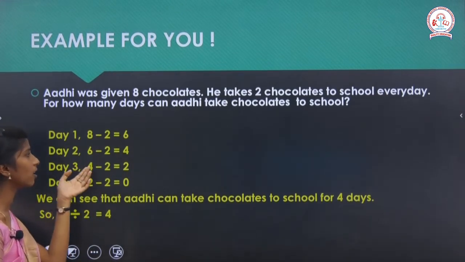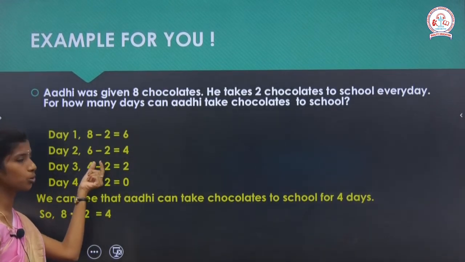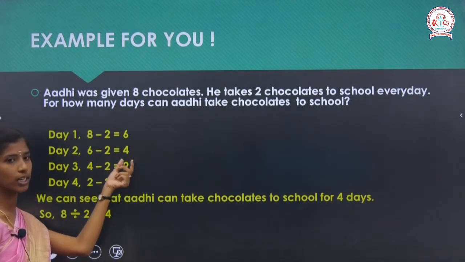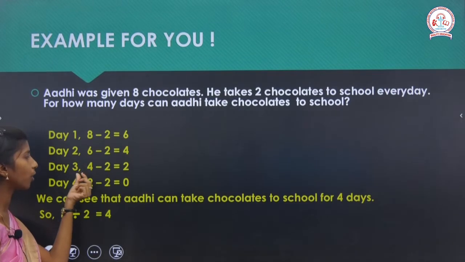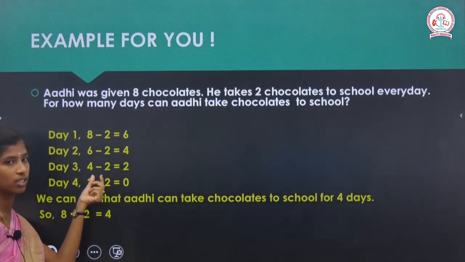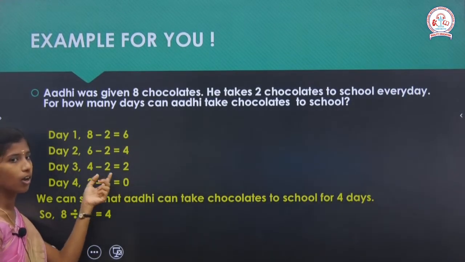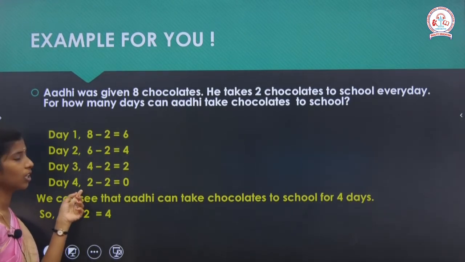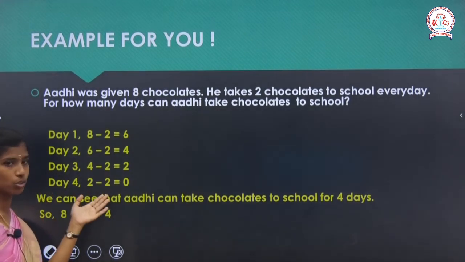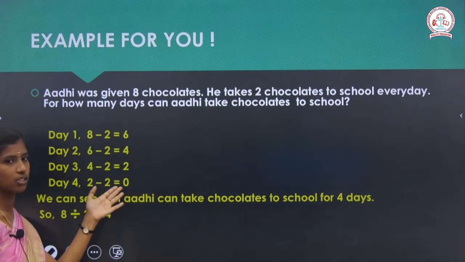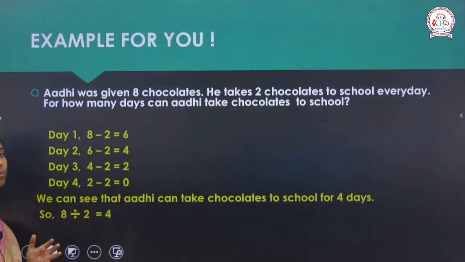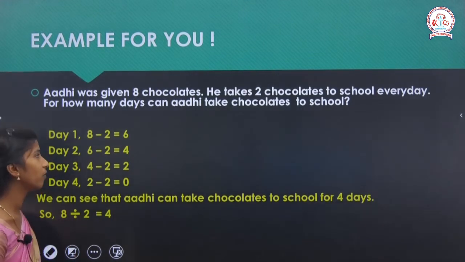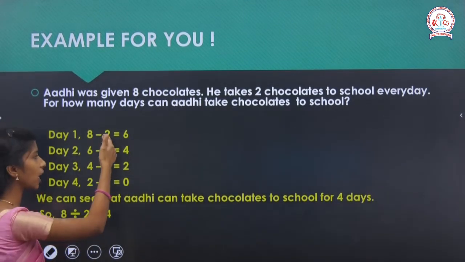On the second day, again he will take 2 chocolates. So 4 chocolates are remaining, right? So on the third day, in the 4 remaining chocolates, he will take 2 chocolates. Again 2 are remaining. On the fourth day, surely he will take again 2 chocolates. So the number of chocolates will end there.